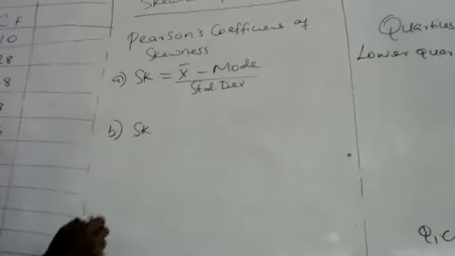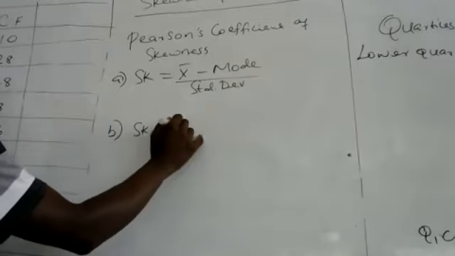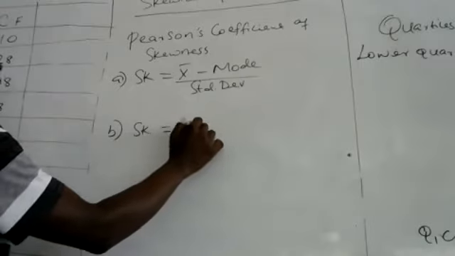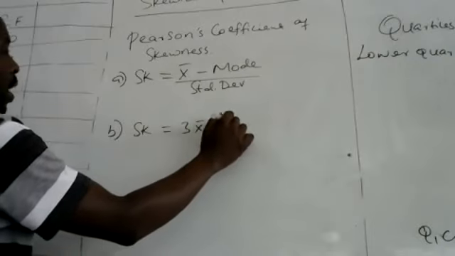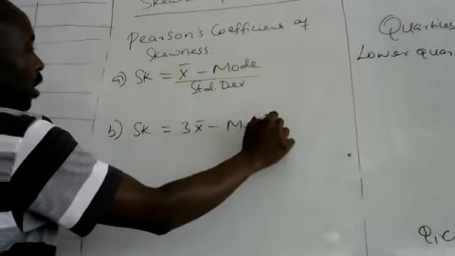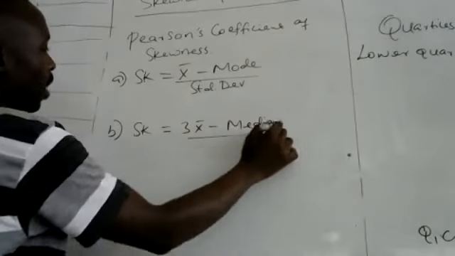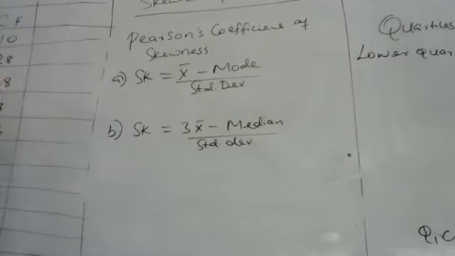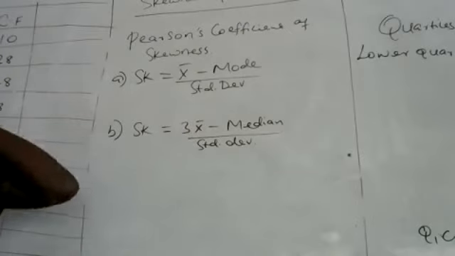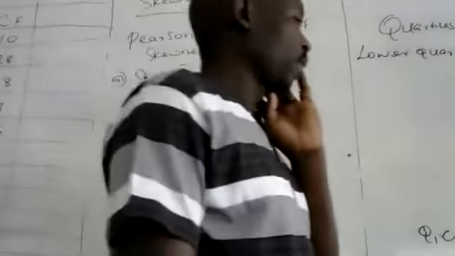B, the coefficient of skewness is given by 3 times x bar minus median over standard deviation. So you can use those two to compute the coefficient of skewness.